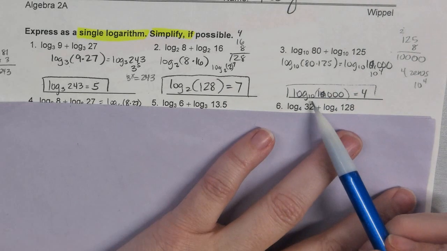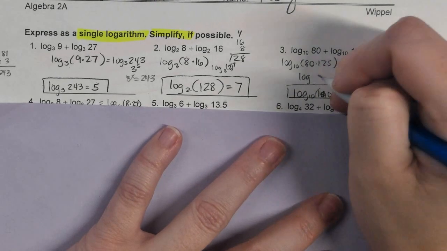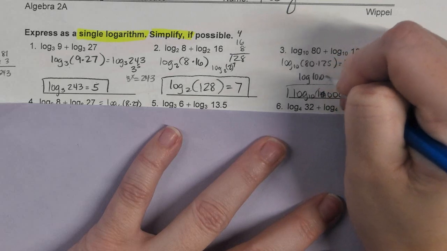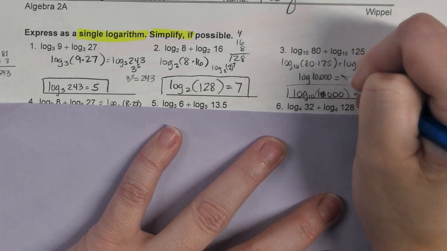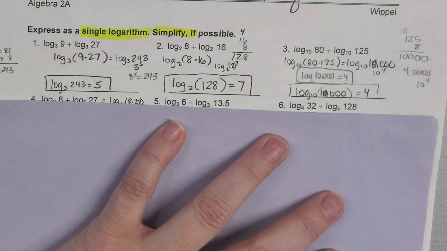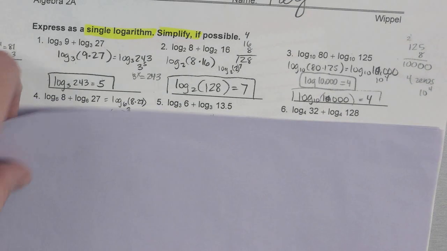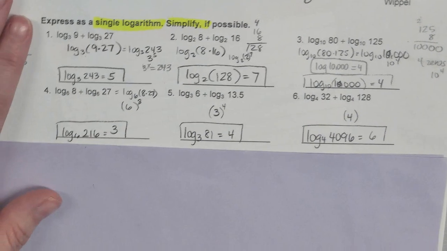And then this, it says log base 10. You don't have to write it like that. It just should be log of, you can do log of 10,000 equals 4. Okay, log of 10,000 equals 4.